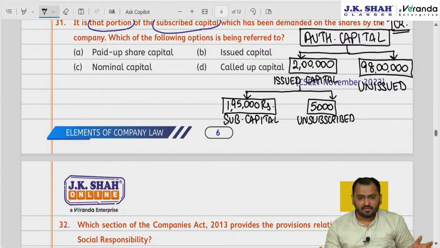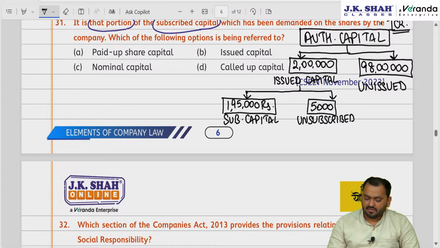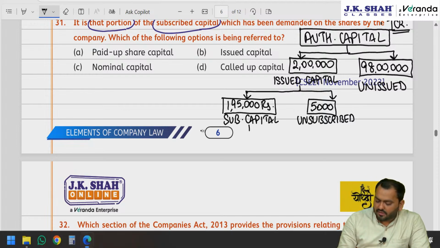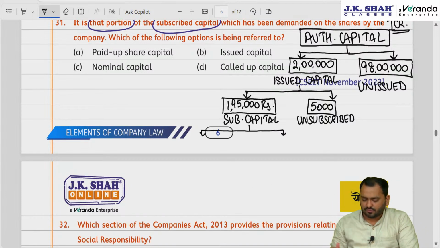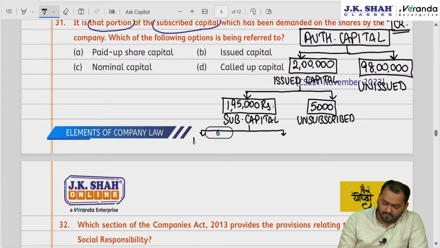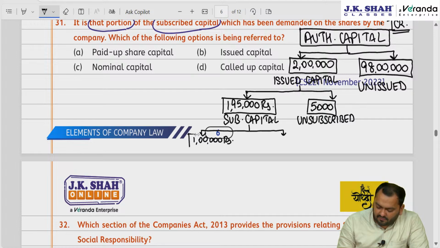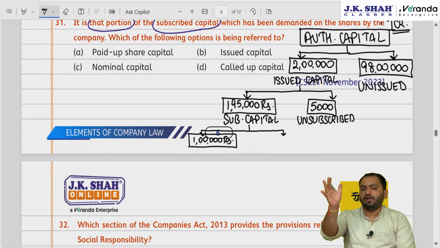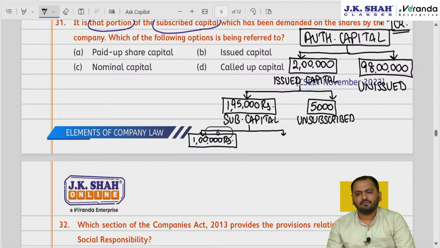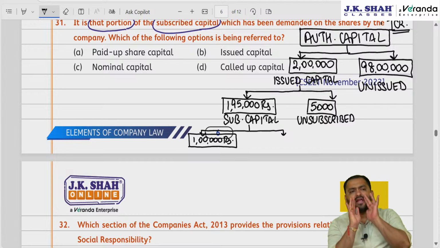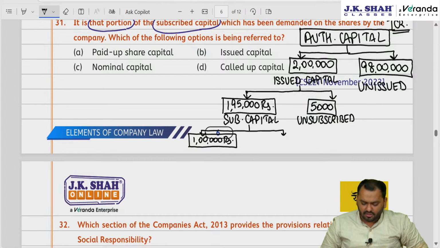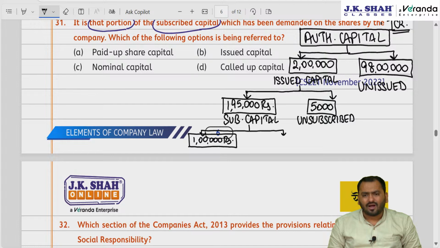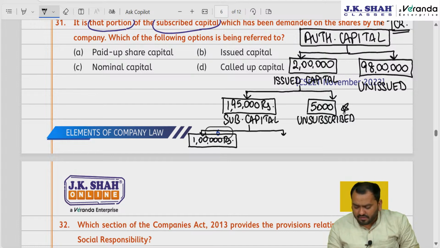Now see friends, people have already subscribed 1,95,000 rupees. Now people will pay the money because they have subscribed the shares, right? But right now, out of the total 1,95,000, the company has asked people to pay 1 lakh rupees. Means the company has given a call to pay 1 lakh rupees. Yes, the company told them, kindly pay this amount, 1 lakh rupees, all the shareholders together, you have to pay this amount.